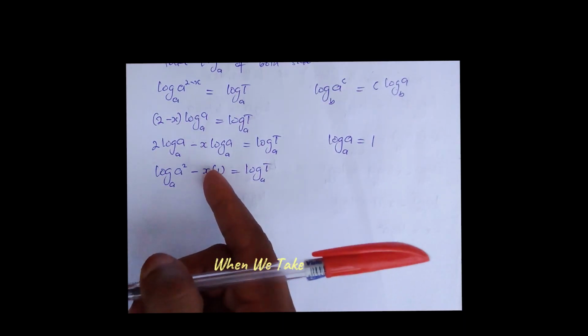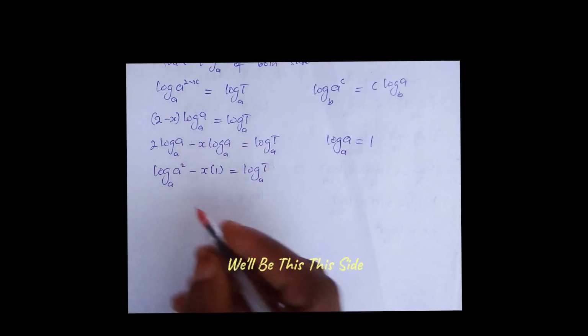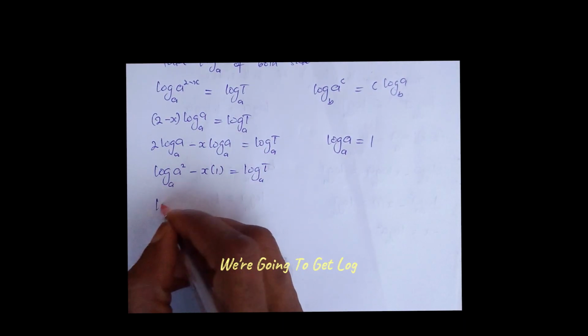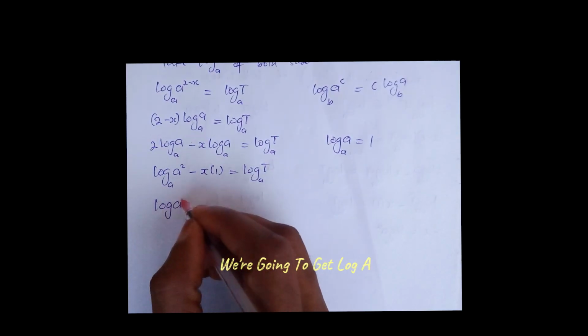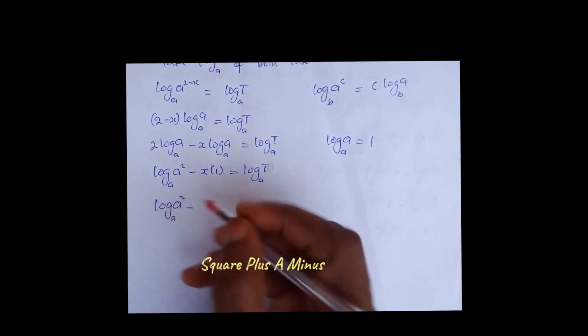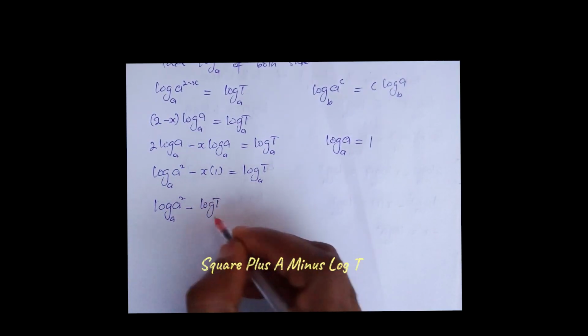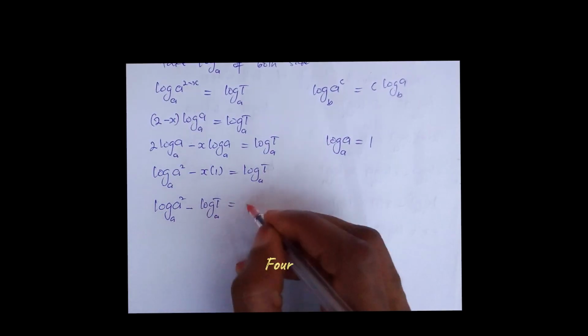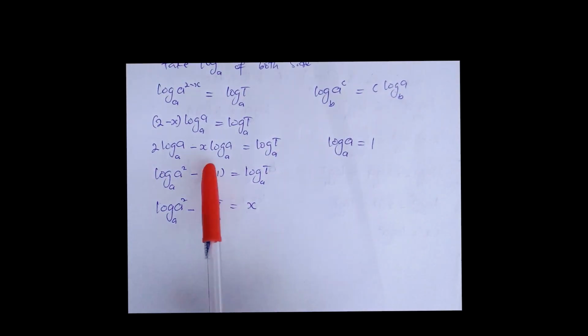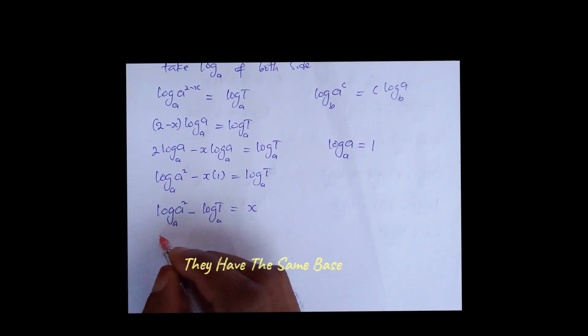Therefore, when we take x this side, we bring this side. We are going to get log a squared base a minus log t base a is equal to x. X moves to this side, this comes to this side. They have the same base.